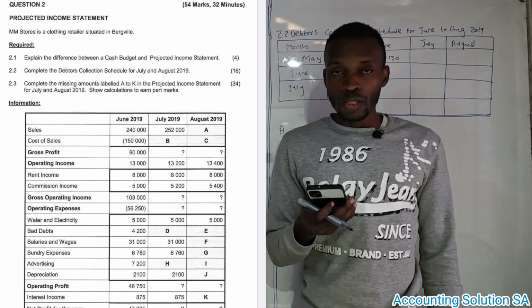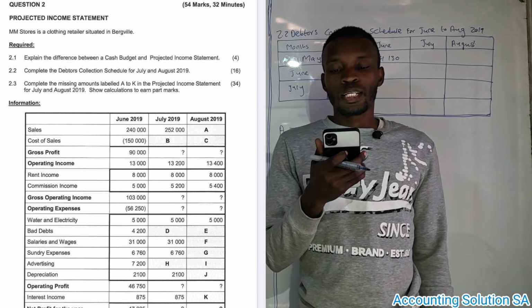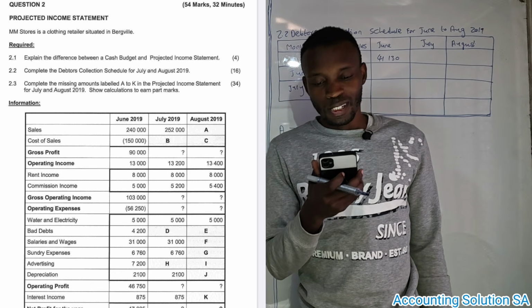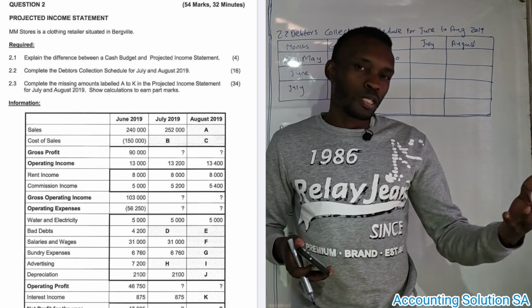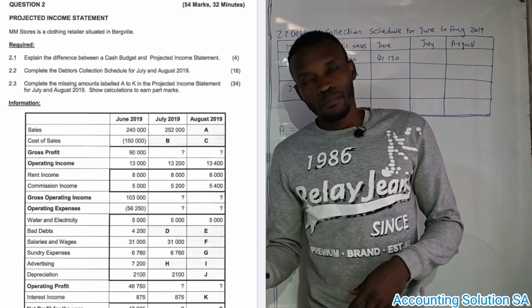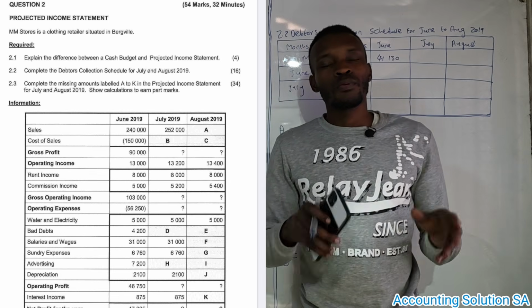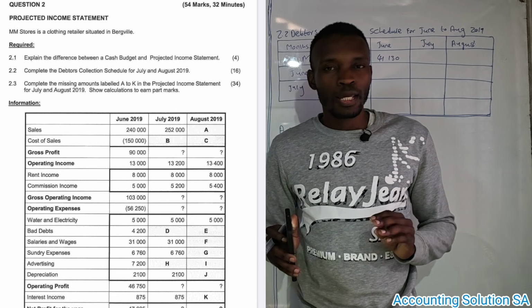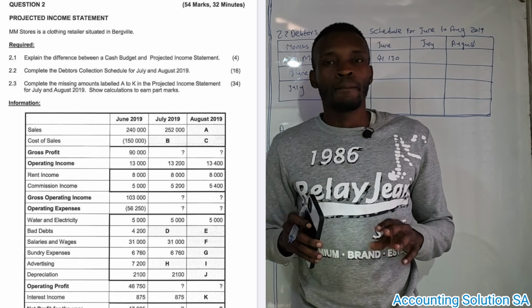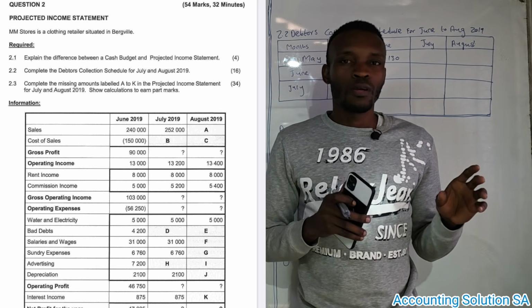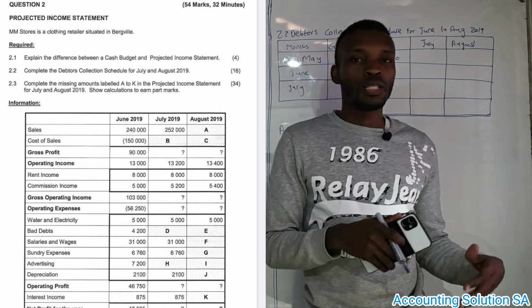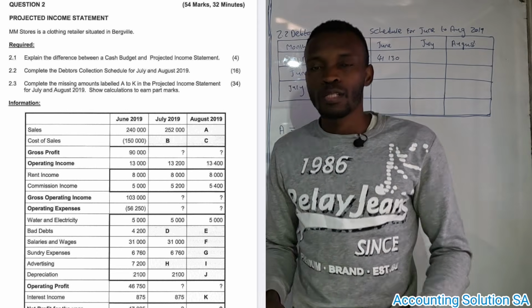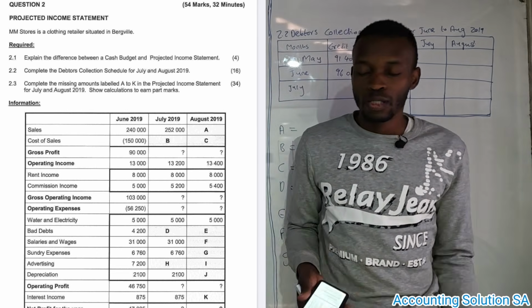On this question paper, they say explain the difference between cash budget and projected income statement. Cash budget includes cash only. Projected income statement includes cash and non-cash items, like bad debt, profit on sales of assets, loss on sales of assets, trading stock deficit, discount allowed, discount received.